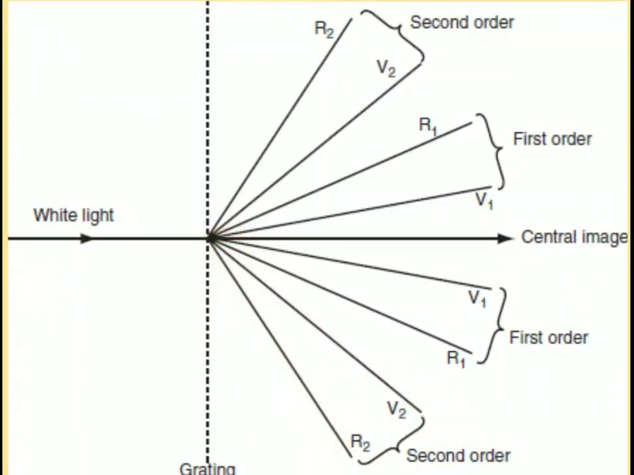Whatever we discussed in the Fraunhofer diffraction due to n slits, that means on both sides of the central maxima there exist first order principal maxima, second order principal maxima. That is the condition we have to observe in Fraunhofer diffraction due to n slits. The same phenomenon we observe here also with the help of white light exposed on a grating. So this is about the grating spectrum.